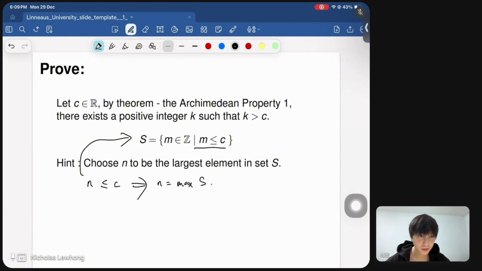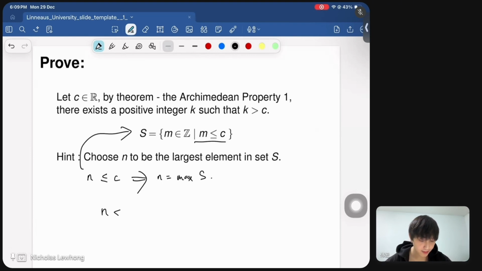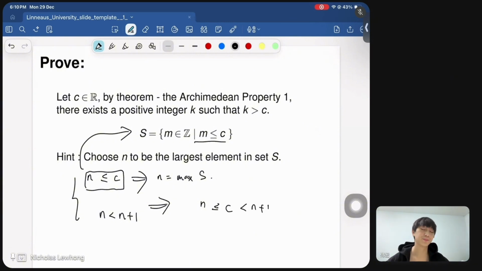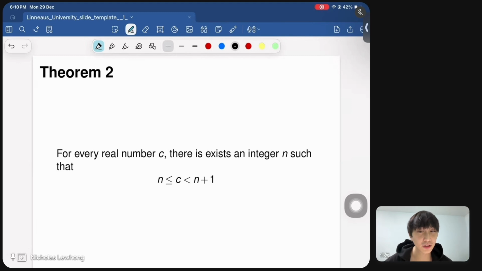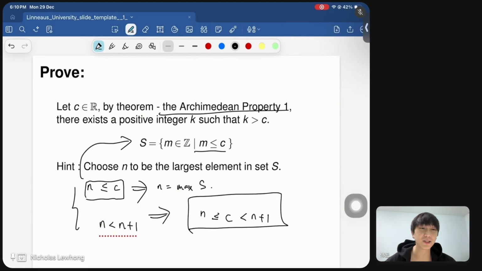This is very logical. However, we know that n plus 1 must be larger than n, right? And n plus 1 is not in S, so n plus 1 is larger than c. But n is smaller or equal than c. So these two we combine together, so we will get n smaller or equal than c smaller than n plus 1. Therefore, this proves our theorem 2. So also a very easy proof by Archimedean property 1.